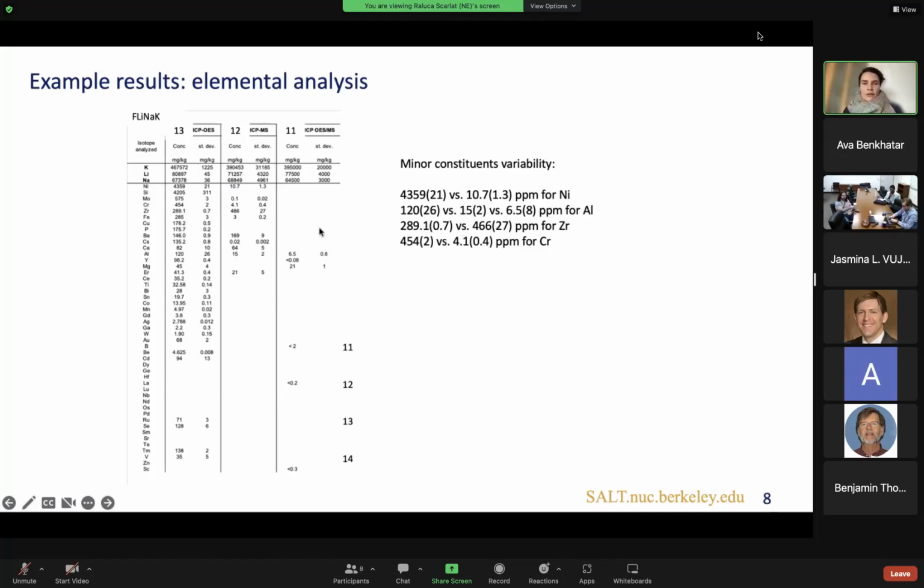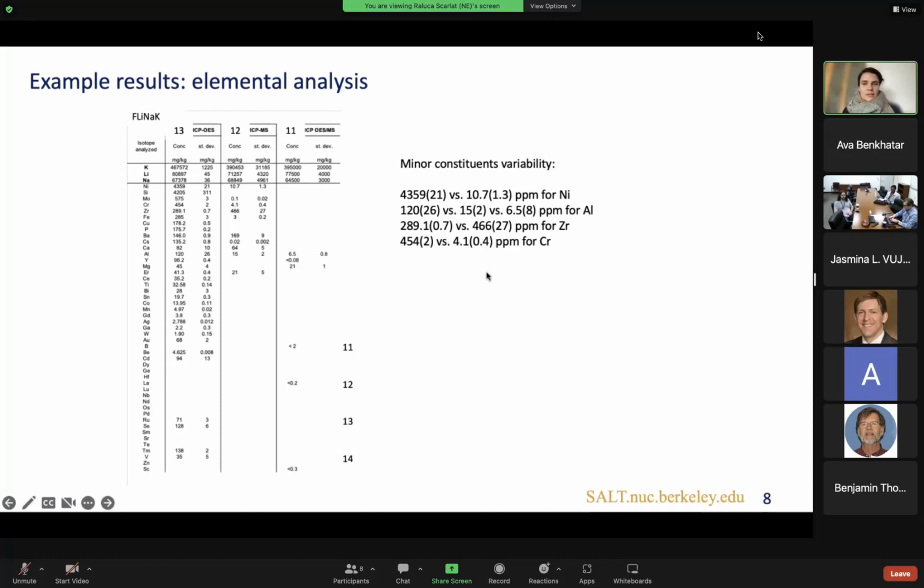And so here are 3 examples from participants 13, 12, and 11 for ICP-OES and ICP-MS. And you'll notice, for example, for nickel, the one result is 4,000 ppm and another is 10 ppm. And for aluminum, it's 120 and 50 and 6. And so the error bars are really quite small relative to the variability from sample to sample.